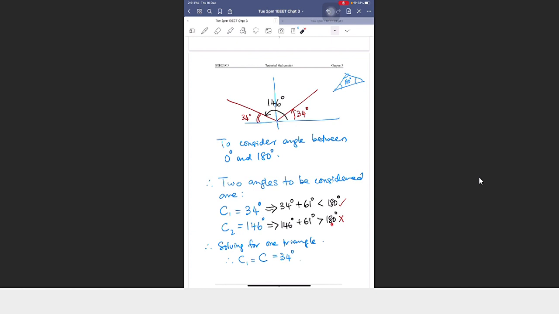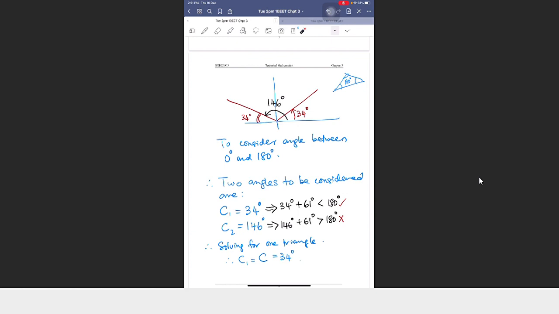That means it is not possible to find the third angle because it's already beyond 180 degrees. The total sum of the three angles in a triangle equals 180 degrees. So if you add just two angles and it already goes beyond 180 degrees, that means it is not possible to find the third angle. So this is the case whereby you just solve for one triangle.